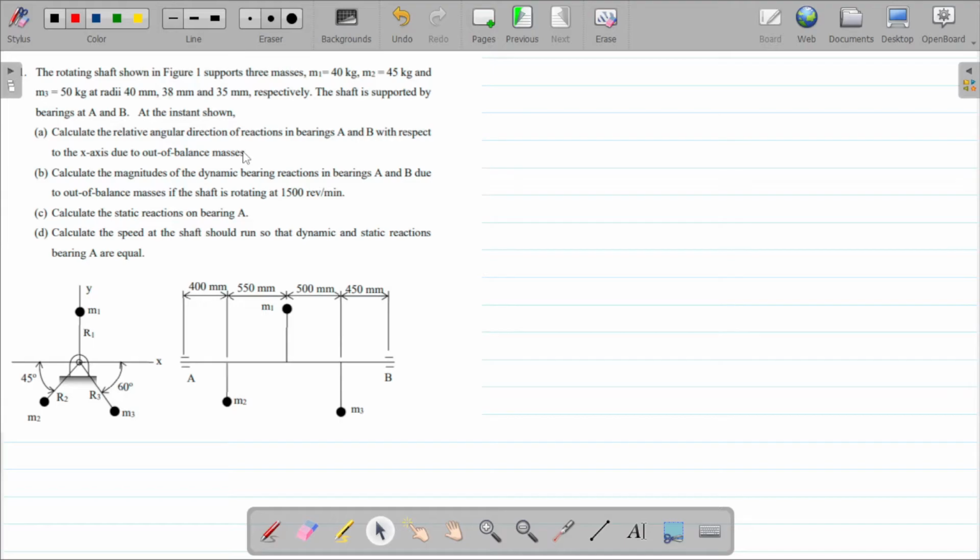Now, on this episode, I'm going to explain the concepts of rotary balancing and how to use the graphical method and analytical method to solve for some answers or the reaction in rotary balancing. We are talking about the forces acting on a shaft that is rotating being balanced.